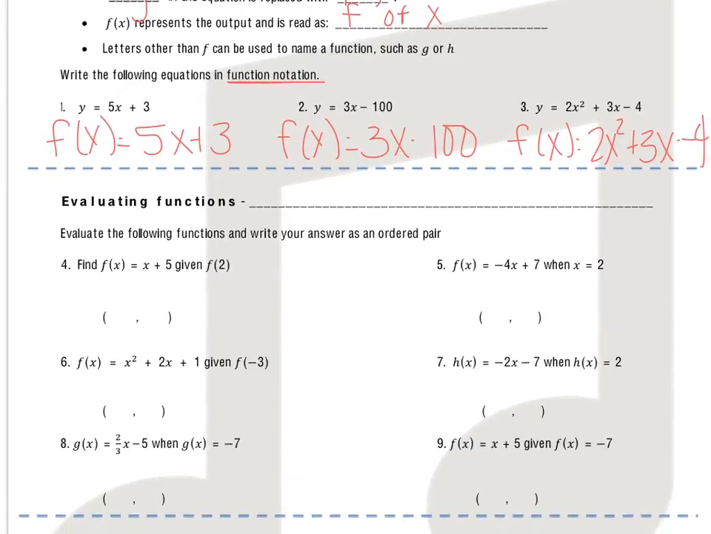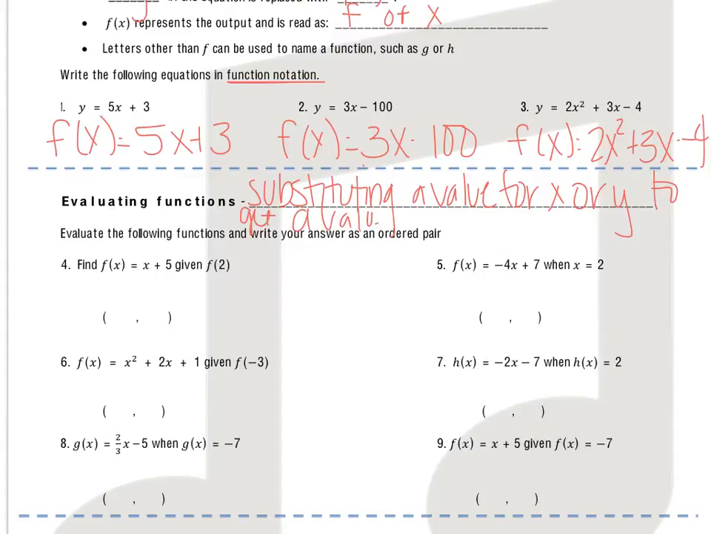So when we evaluate functions, what we are doing is substituting a value for x or y to get a value for the other. That means we're either taking something that's x and putting it in and getting out y, or we're taking something that's y and putting it in and getting out x.